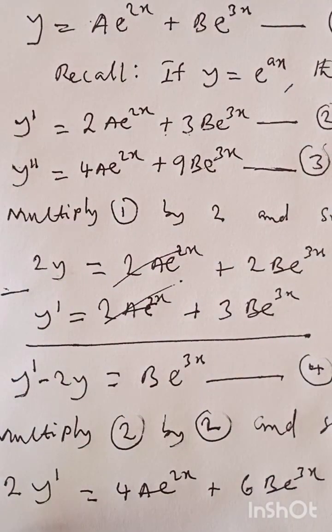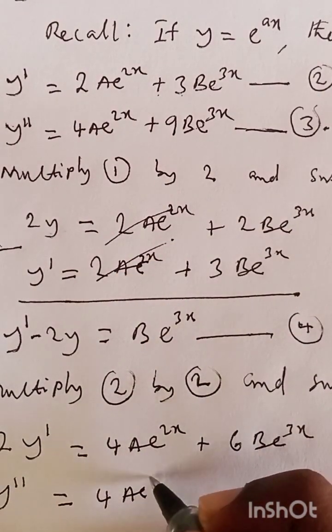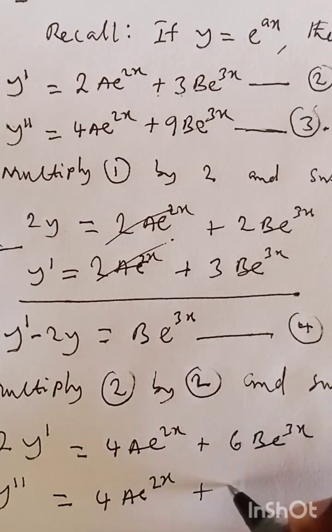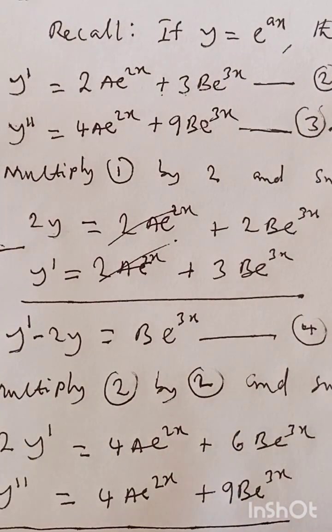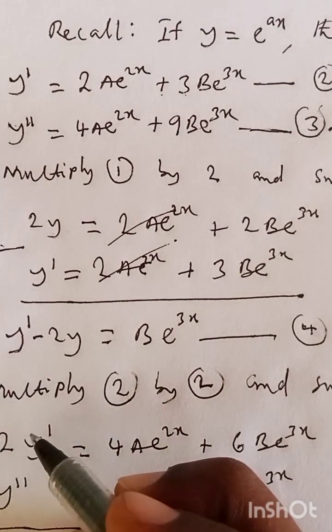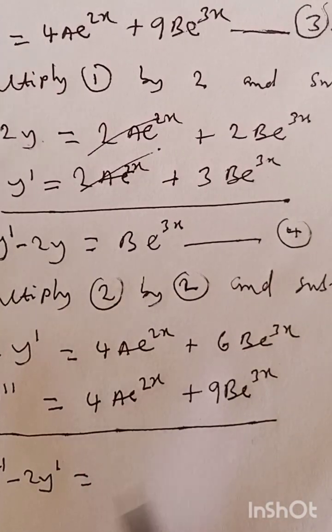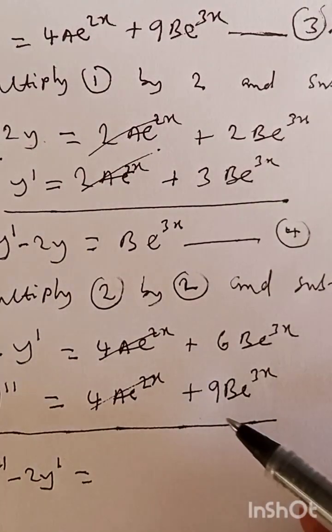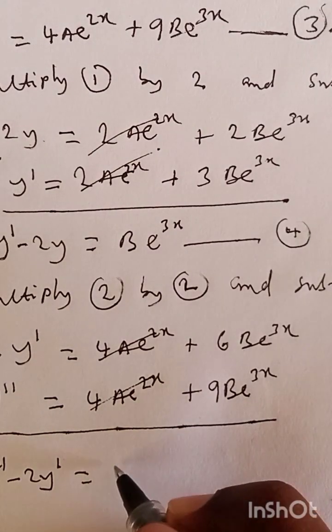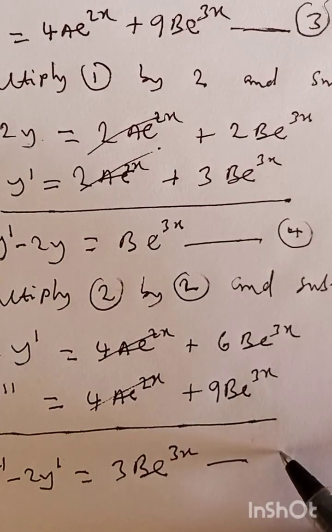Then we take our equation 3, which is y prime prime equals 4a exponential 2x plus 9b exponential 3x. So we subtract equation 3 minus equation 2. So here y prime prime minus 2y prime, it's the same thing as, here 4a exponential 2x goes with 4a exponential 2x. So here we have 9b minus 6b, it is going to give us 3b exponential 3x. So if you look at it, this will be our equation number 5.